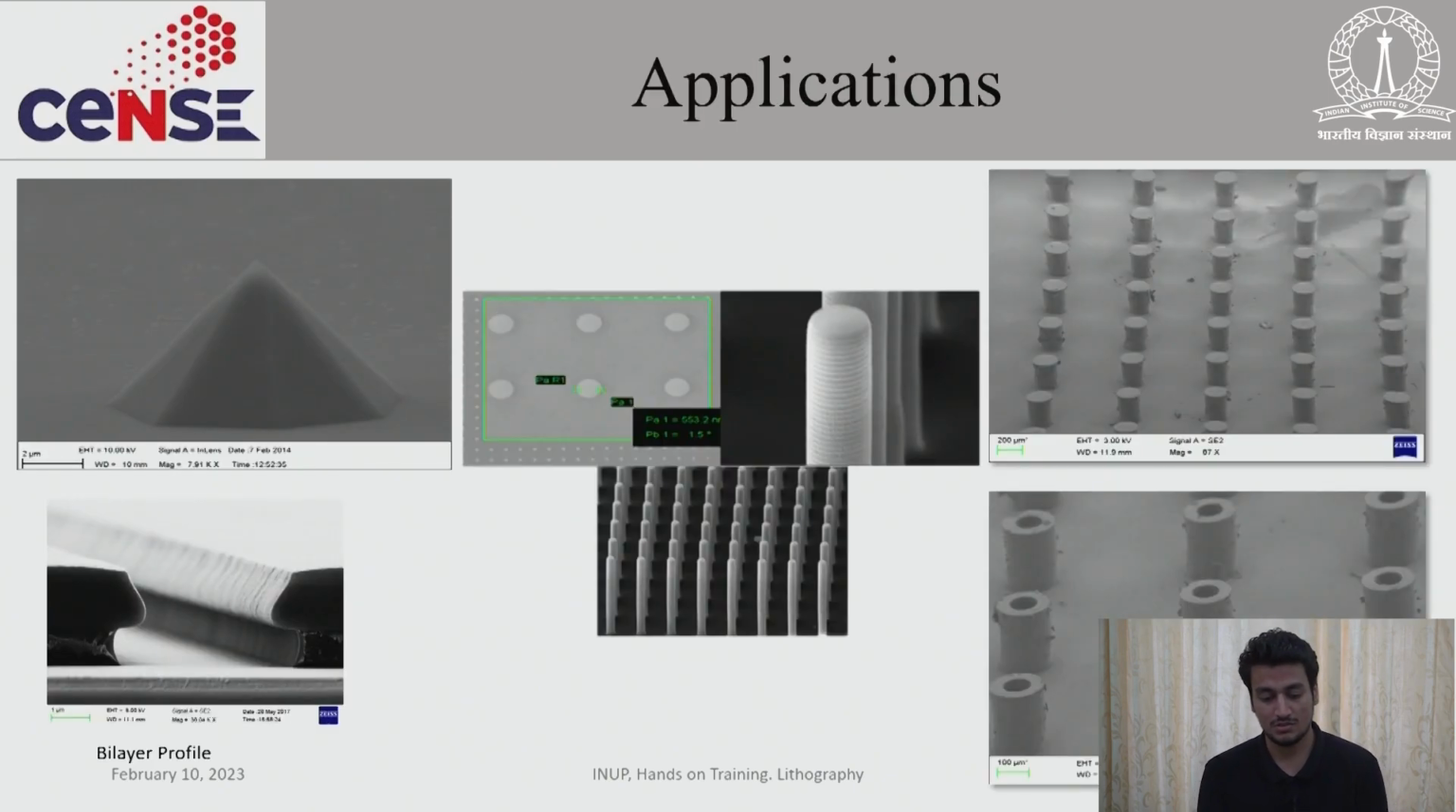And we can use this optical lithography process or these mask aligners for different kinds of applications. In case you want to make some micro pillars or micro pyramids, or if you are going for a bilayer profile, these are some images. This image is after the dry etching process, so you are able to see this pillar.